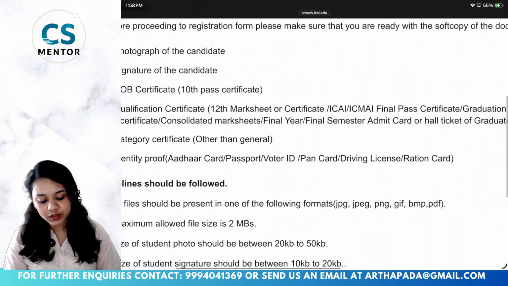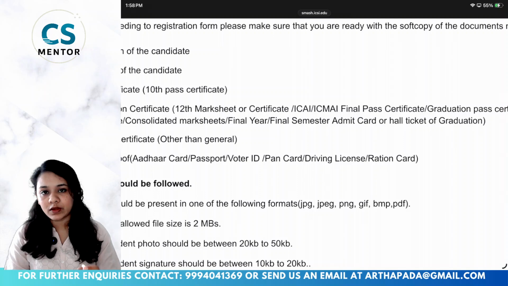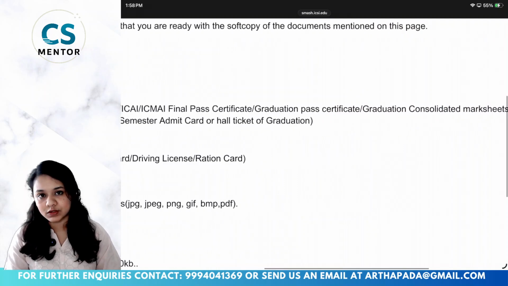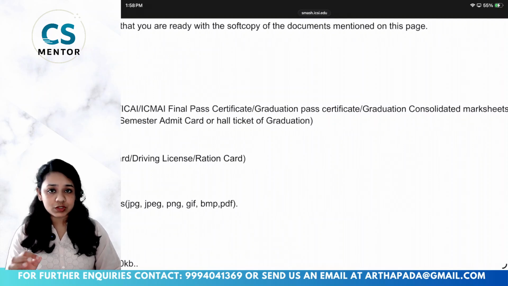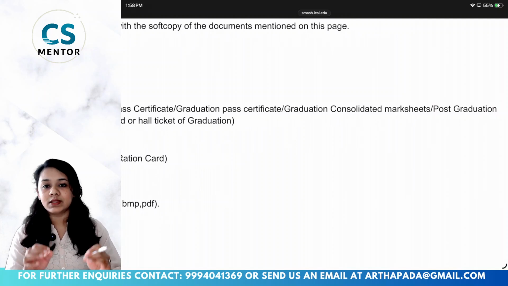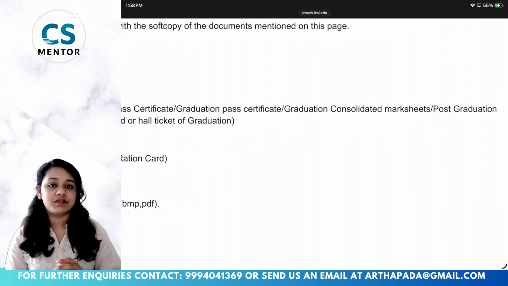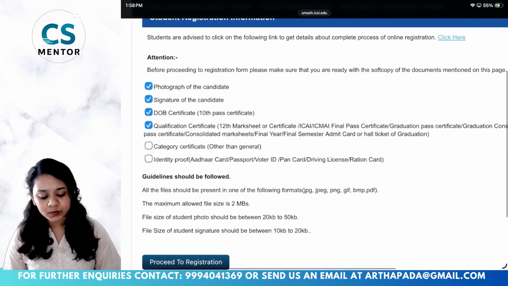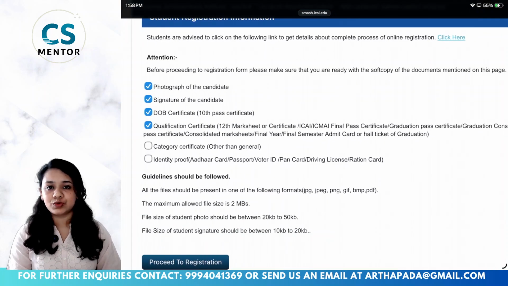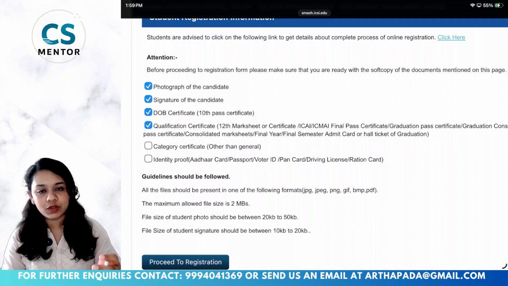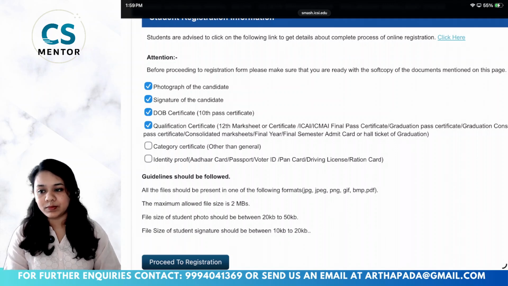Now, what is this qualification certificate? You need to have your 12th mark certificate or your graduation pass certificate. Now, it's not just the graduation pass, there is also a document known as the consolidated mark sheets. Your college will provide this to you, and it is a very important document to keep with you. Now, apart from these things, if you are a final level student of the CA course or your cost management course, even then you are eligible for direct entry. So if you have those certificates, then keep that ready with you.